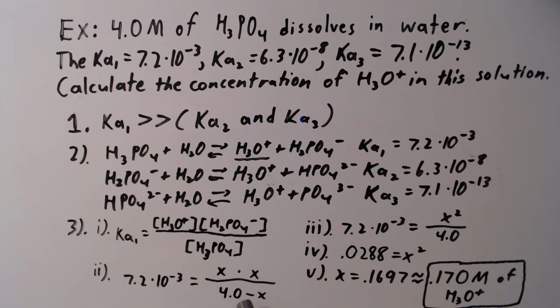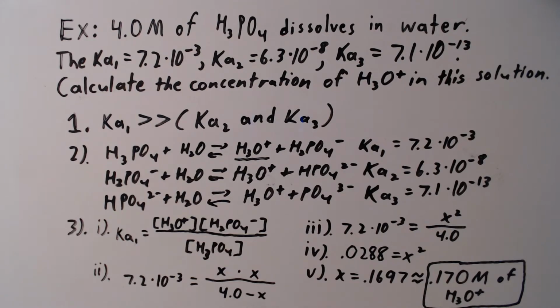And for every X of this acid that's dissociated, an X amount of H3O+ gets produced and an X amount of H2PO4- gets produced. However, due to our small number assumption, the approximation, we know that the 4 molar initial concentration of the H3PO4 is more than 100 times greater than the 7.2 times 10 to the negative third Ka value for this.